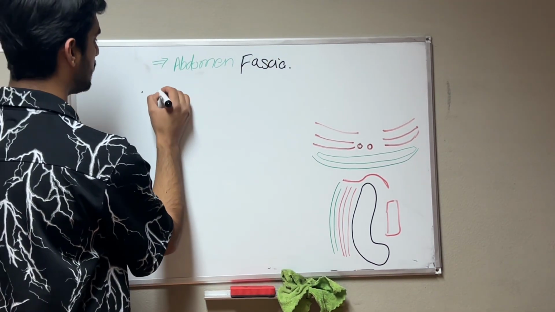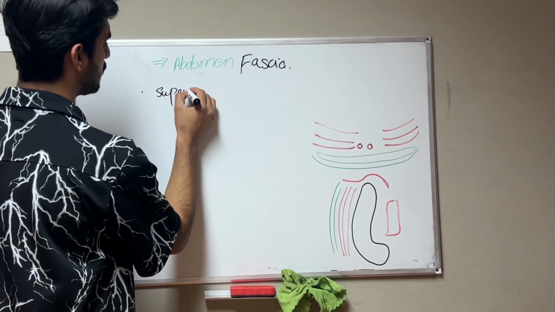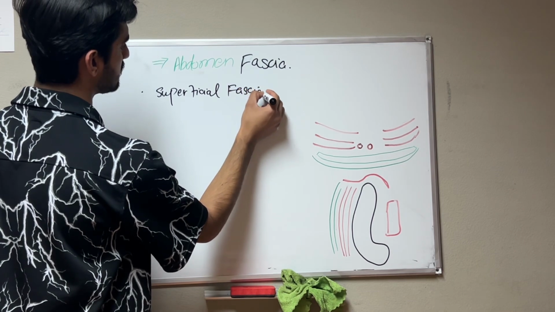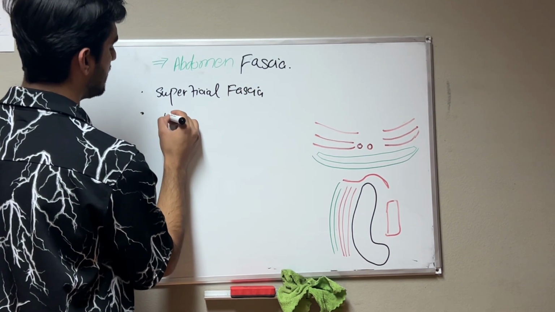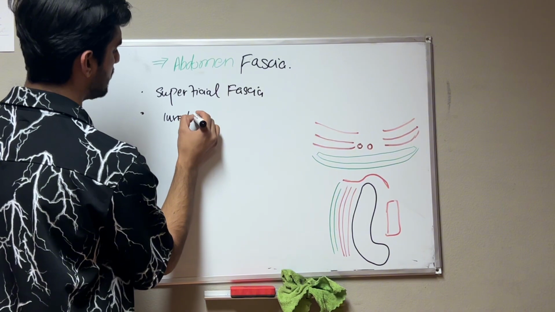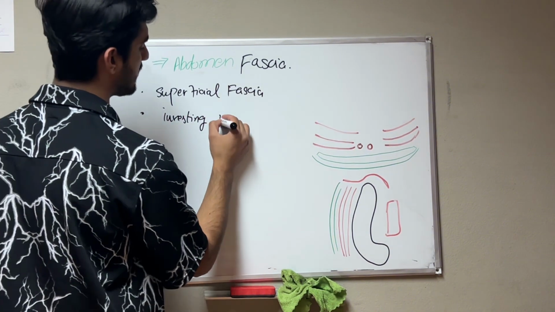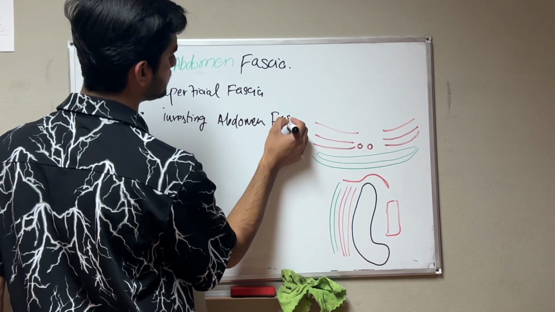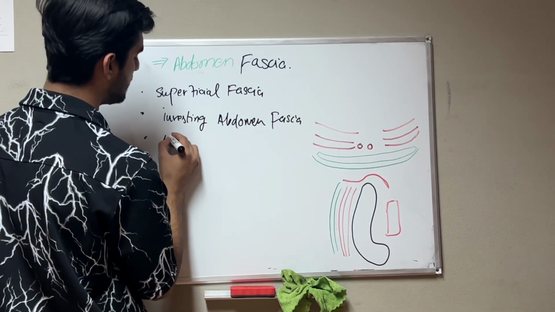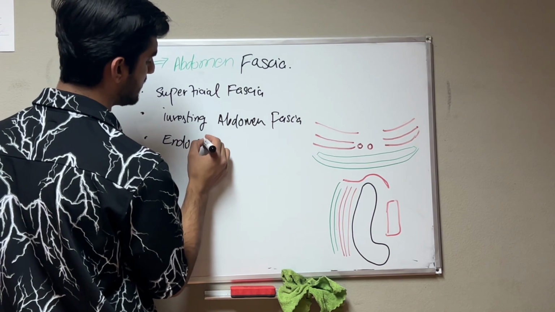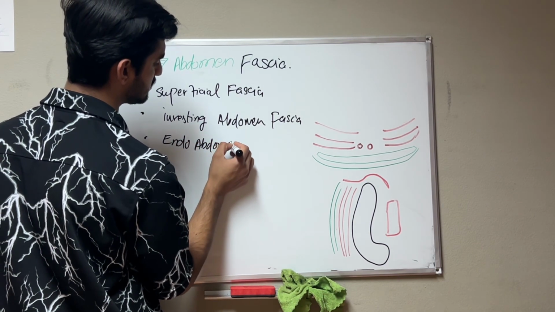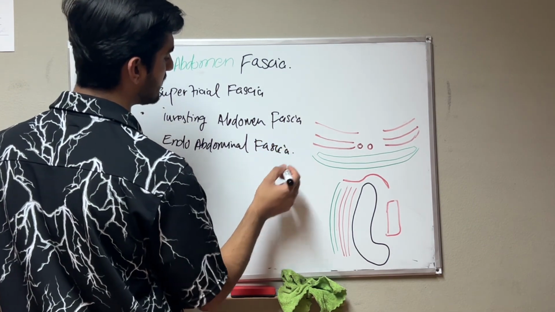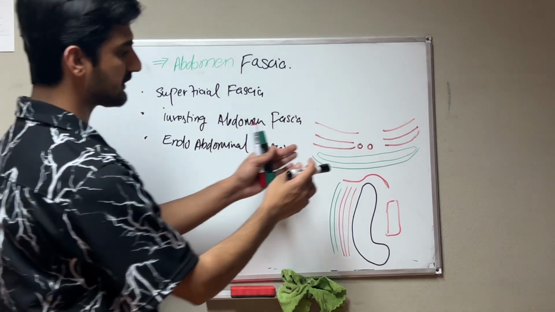First we have superficial fascia. Second we have investing abdomen fascia. And third one we have endoabdominal fascia. These are the three fascia which are covering the abdomen muscle. Okay, these are the structure which I draw.